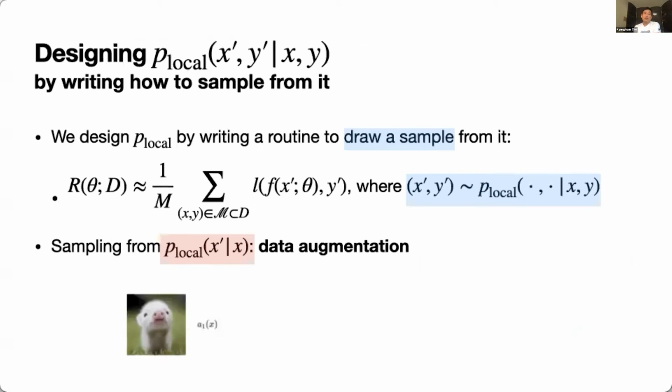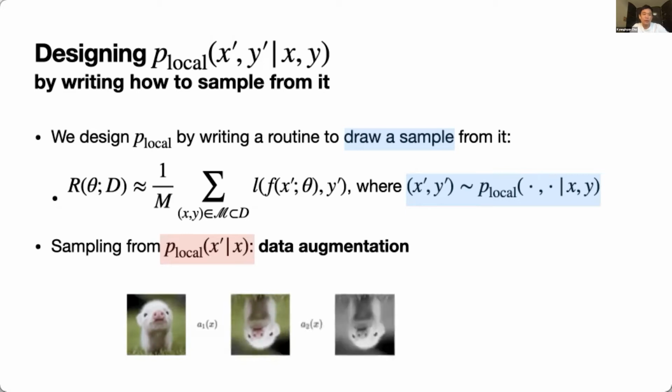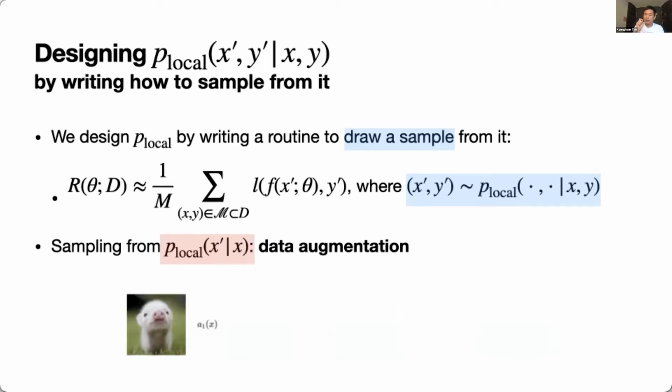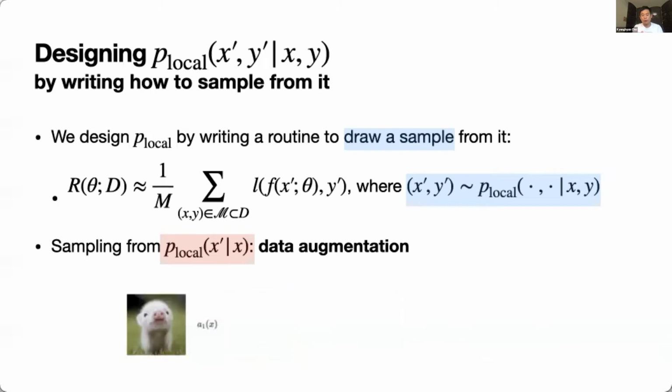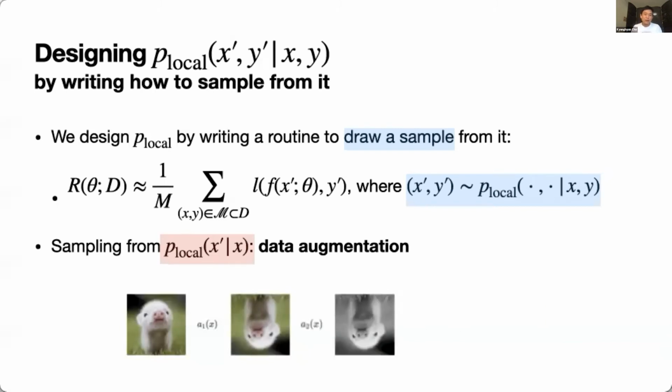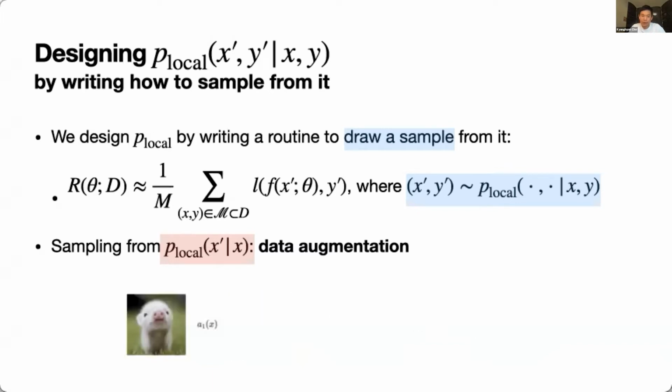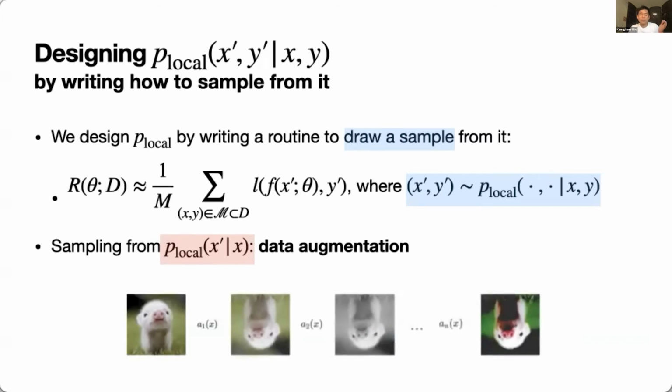Now, let's see how we can actually design this kind of local distribution. When it comes to distributions, it's never easy to come up with an analytical form for computing the probability under that distribution. Instead, what we can do is simply write a routine to draw a sample from it. So instead of being able to compute exactly the probability P local, we're going to simply write a routine that allows us to sample some neighborhood point given any input data. At the end of the day, we rely heavily on stochastic optimization, and this way of sampling fits very well with the existing framework of stochastic optimization.